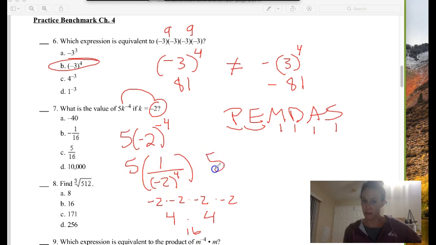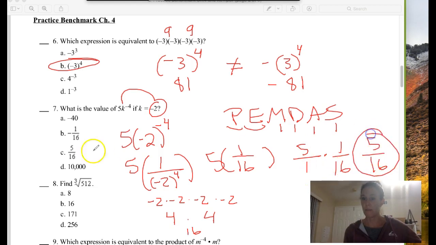This is going to be 5 times 1 over 16. Now go ahead and multiply this. 5 times 1 over 16. 5 is the same as 5 over 1 times 1 over 16. Multiply across the top and across the bottom. 5 times 1 is 5. 1 times 16 is 16. And you have 5 over 16, which is C.